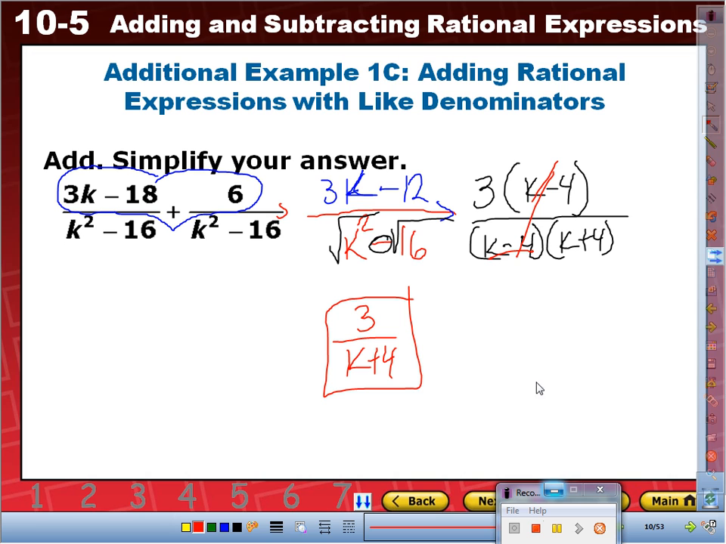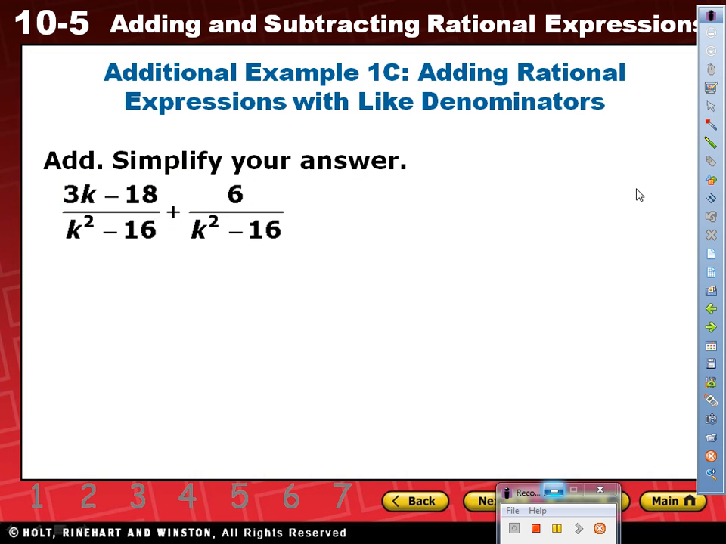Here we go. How are we doing? All right. Let's do another one. Yeah, it's a little rigorous. It's not just something so simple, but it just requires more steps.